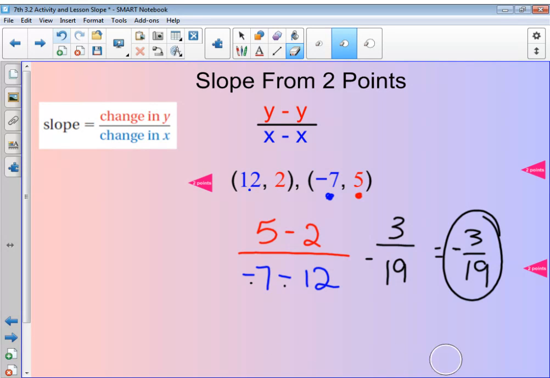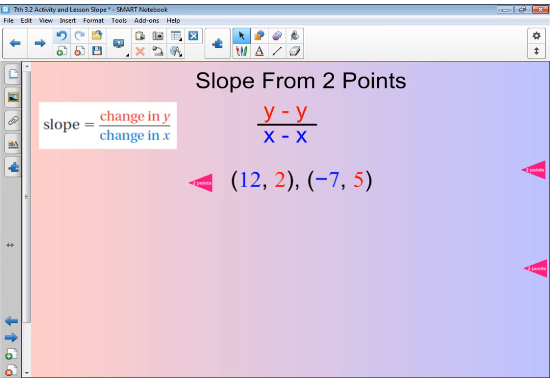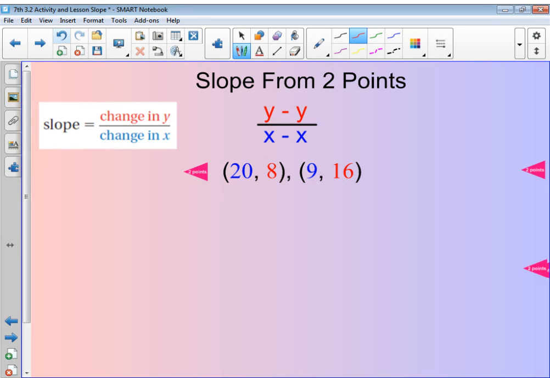Remember, if you get a negative in one of them, it applies to the entire slope, whether it's on the top number or the bottom number. All right, so let's try this one. So our change in y's.